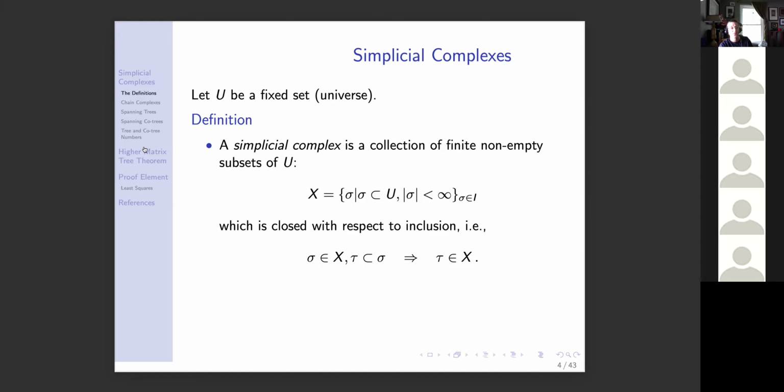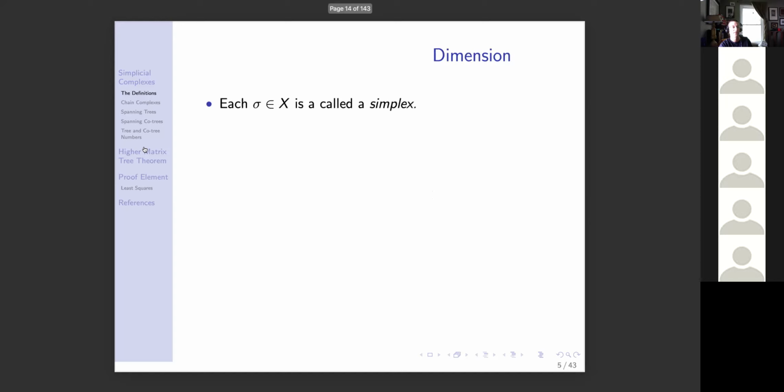Okay, so what do simplicial complexes do? They're supposed to give a combinatorial model for topological spaces. But before I get into that, let's say that X is finite if the indexing set I is finite. In this talk, we're only going to talk about finite simplicial complexes. So there's a finite collection of finite subsets of the universe.